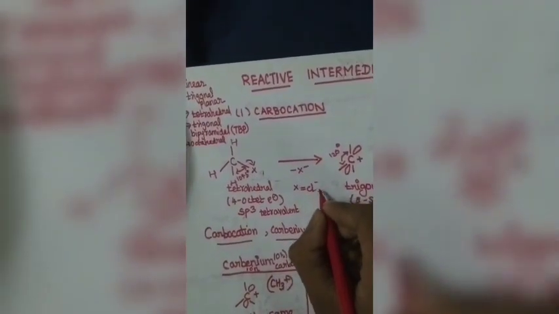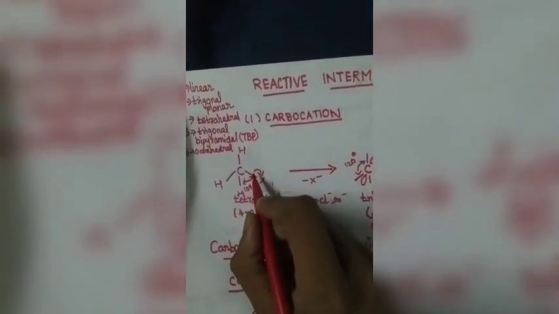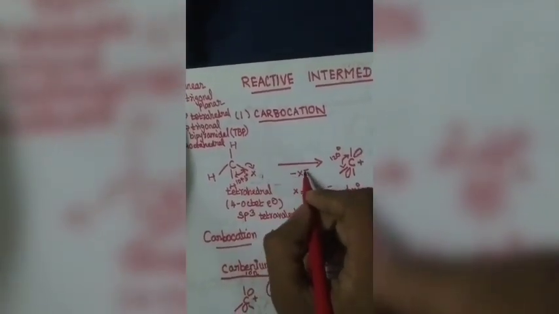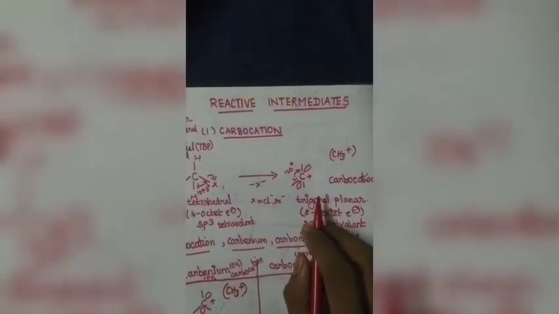And here there is C-X. We take here H, and one X. X is a more electronegative atom like chlorine or bromine. So what will happen? X will take this bond and go out as X minus, and C will become a cation. So the structure becomes like this. Tetrahedral changes into trigonal planar. How many bonds? Just count 1, 2, 3. If 3, that is trigonal planar.